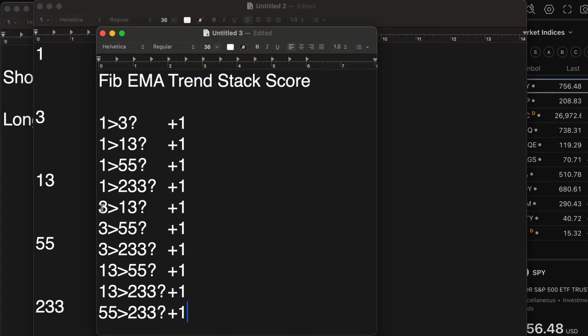Then we go to the 3. Is the 3 above the 13? Is the 3 above the 55? Is the 3 above the 233? Then we go to the 13. Is the 13 above the 55? Is the 13 above the 233? And then finally we go to the 55. Is the 55 above the 233? And so if all of these answers are yes, then that's 10 points. So it gives you a score from 0 to 10. And that tells you what's going on with the trend.